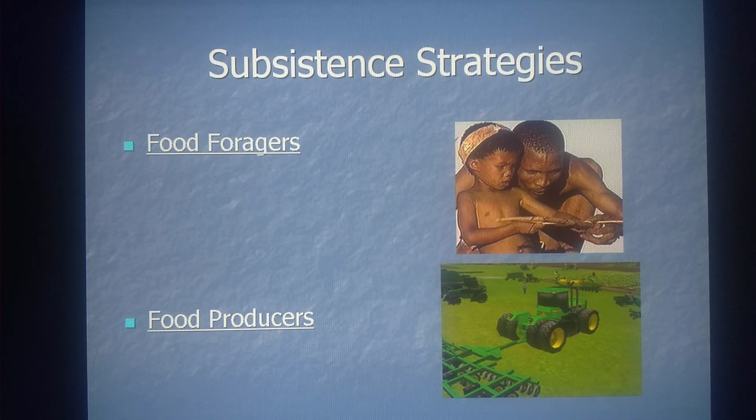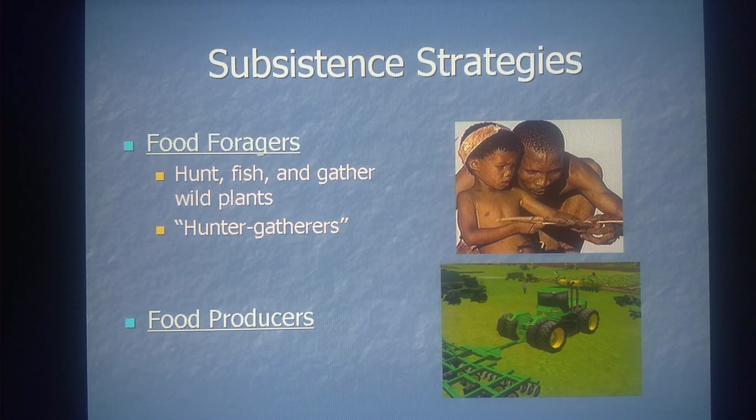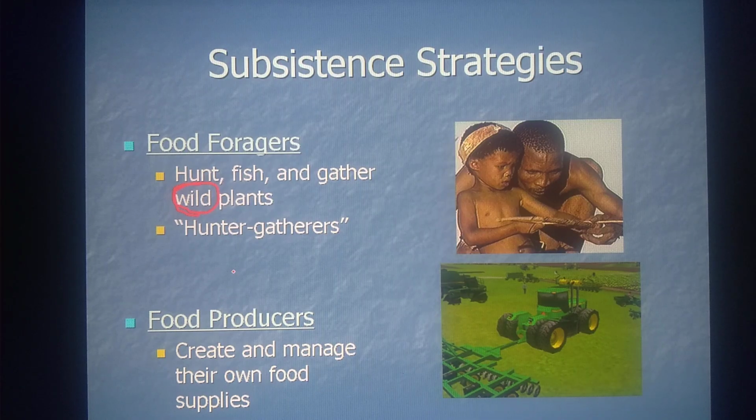Okay, we're going to divide subsistence strategies broadly into 2 categories: food foragers and food producers. Food foragers hunt, fish, and gather wild plants. They're also called hunter-gatherers. I should point out that wild is the important part of this. Well, they're all important parts, but we want to remember that they rely on wild foods because that'll contrast them with food producers who create and manage their own food supplies.